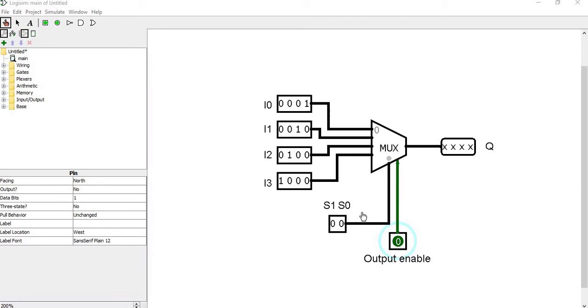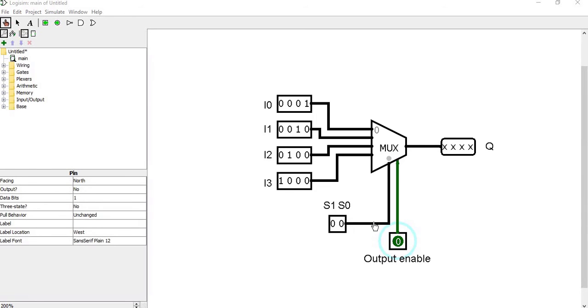Let's look at the simulation of a multiplexer. Here I have my multiplexer. It has 4 inputs and each input is a 4-bit input. Because of that, we have 4 zeros and ones at each of these inputs. And because we have 4-bit inputs, we also need a 4-bit output so that we would be able to represent our signal.